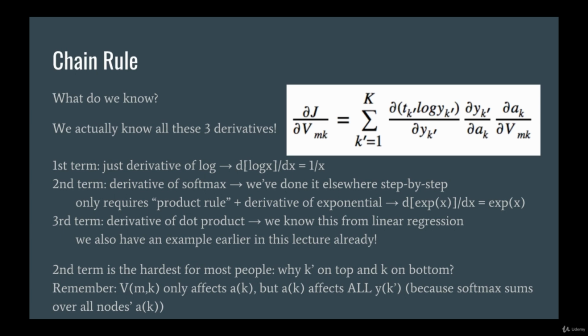Therefore, while we are summing over k prime, we are actually taking the derivative with respect to vmk. vmk only affects the activation ak, but the activation ak can affect any of the yk primes. We also know how to solve the final derivative on the right, which is just the derivative of a dot product. We know how to do that from linear regression, and we also saw an example just a second ago. The most complicated part for people is the second term, the derivative of softmax. In particular, why it's k prime on top but just k on the bottom.